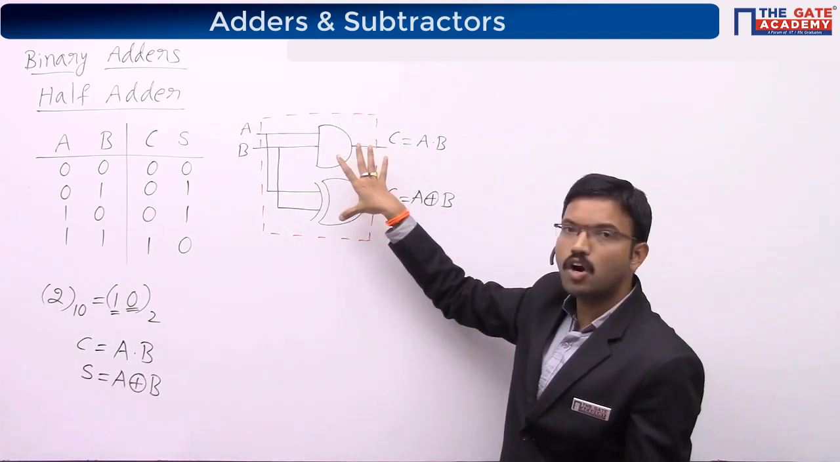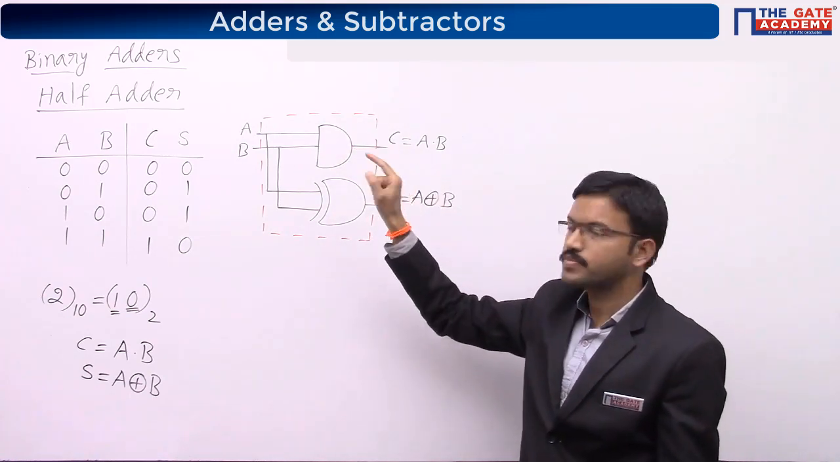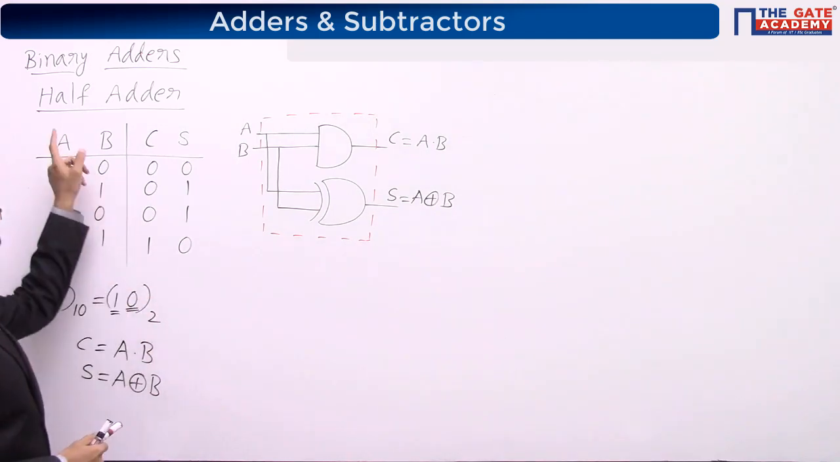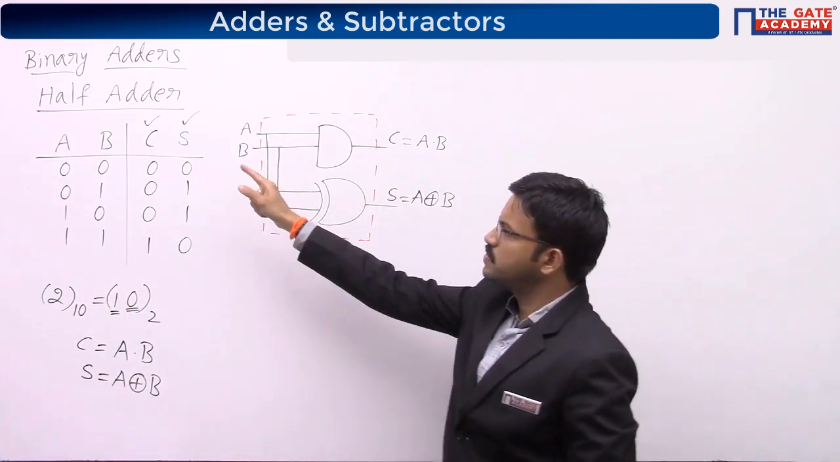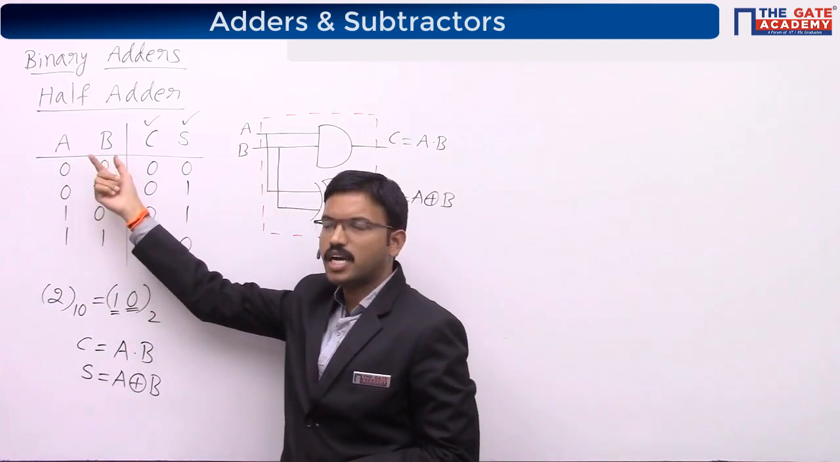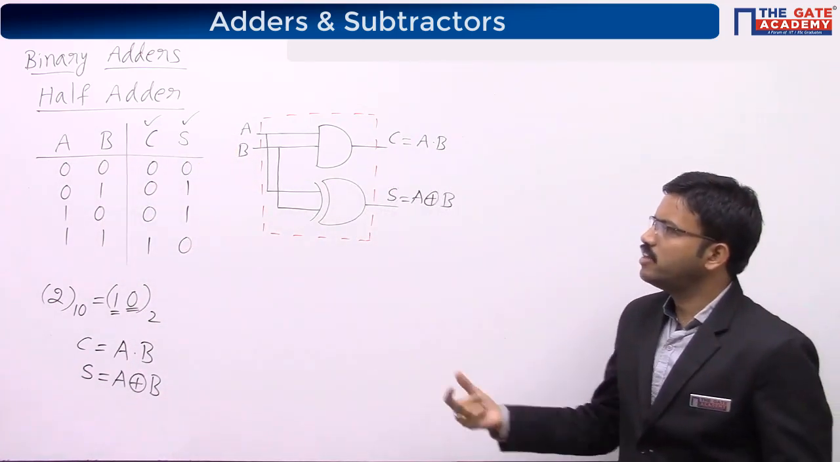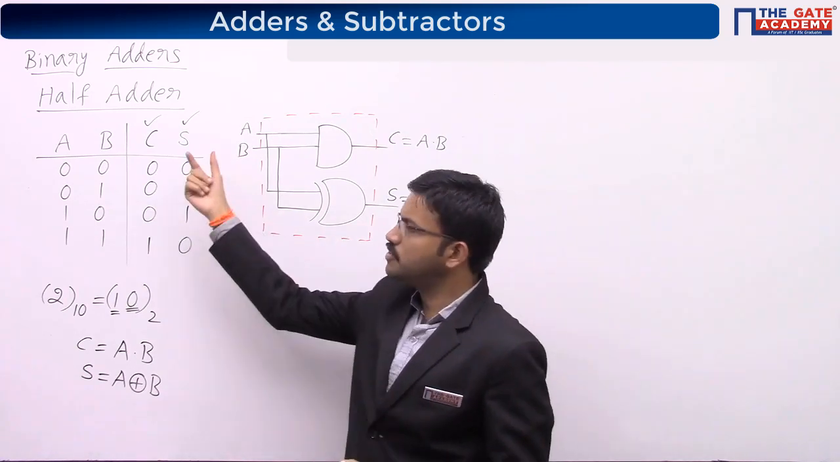Inside this combinational circuit you are having logic gates. Here I am having an AND gate, here I am having an exclusive OR gate. You can make a note: a half adder performs the addition of two single bits A and B and produces two outputs, carry C and sum S. Here we have considered the addition of two single bits.